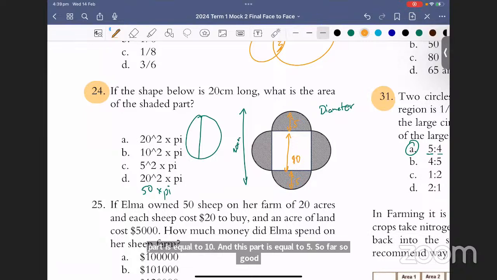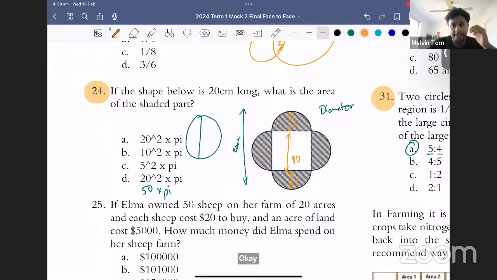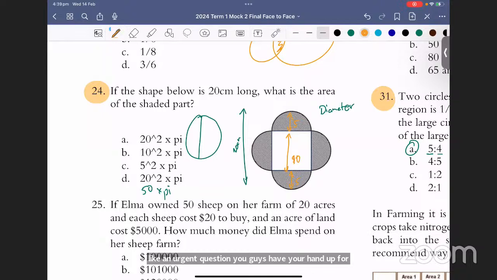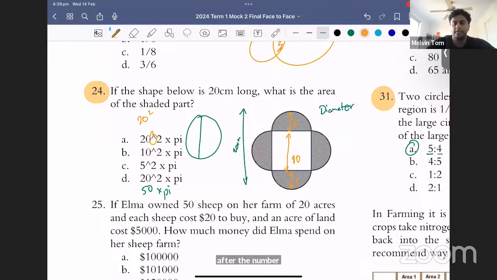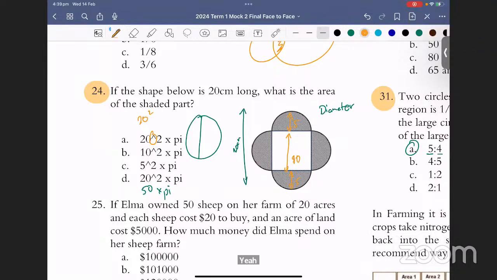Yep. Shanvi and Tanisha, is this an urgent question you have your hand up for? What is the kind of symbol in the answers after the number? This? It means 20 squared, so like to the power of. Oh, thank you.